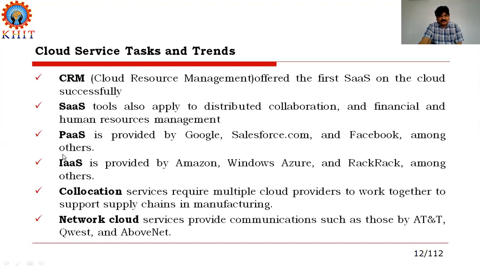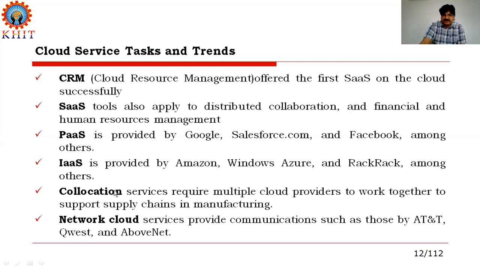And infrastructure as a service. Here, Microsoft Azure, Amazon AWS, Rackspace, and some other cloud service providers are providing infrastructure as a service to the end users. And next one is co-location.